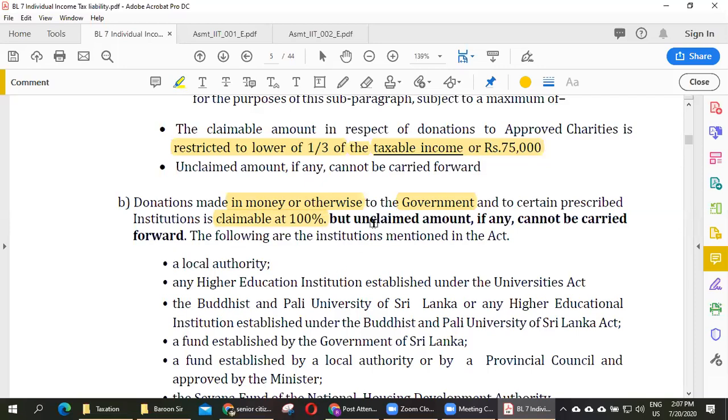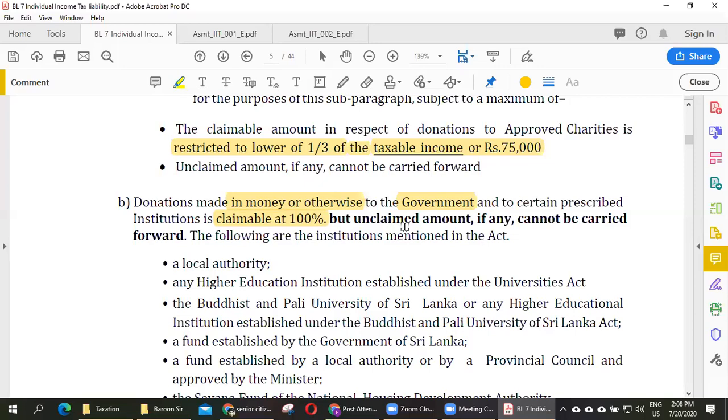But the unclaimed amount, if any, cannot be carried forward, right? Sometimes your donations exceed your income. Say your total taxable income is 100,000, but your donation is 150,000. So your donation has exceeded. So 50,000 is an additional amount, right? This additional amount of 50,000 cannot be utilized for next year.